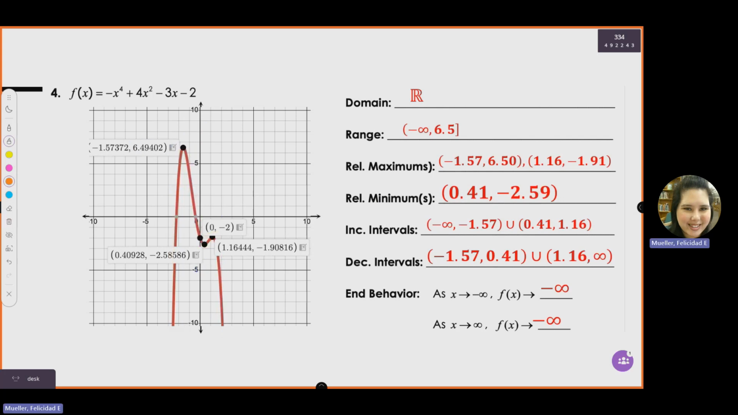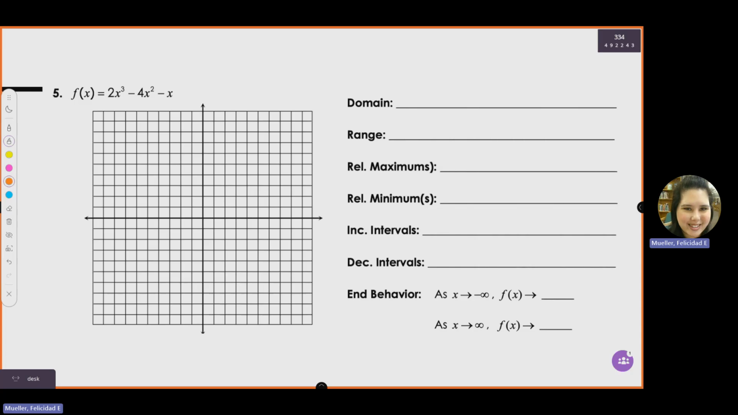And for our last problem for this part of the lesson, go ahead and try number 5, 2x cubed minus 4x squared minus x. All right, let's go ahead and check your work.